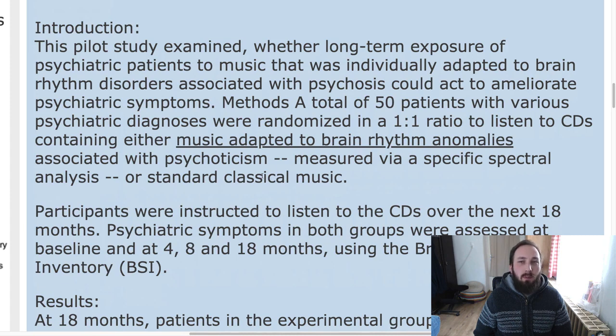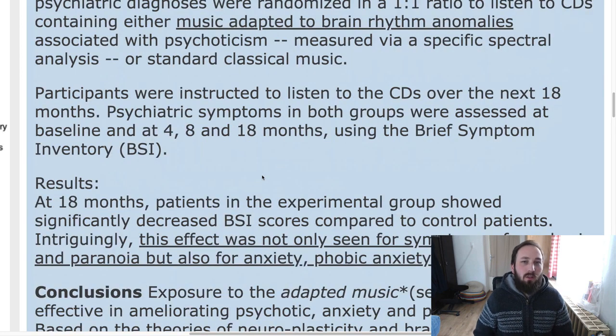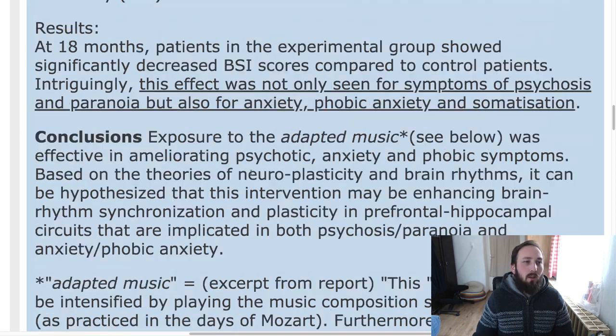Methods. A total of 50 patients with various psychiatric diagnoses were randomized in a 1:1 ratio to listen to CDs containing either music adapted to brain rhythm anomalies. This means again 432 Hz music by the definition of this article, associated with psychoticism, measured via a specific spectral analysis, or standard classical music. Participants were instructed to listen to the CDs over the next 18 months. Psychiatric symptoms in both groups were assessed at baseline and at 4, 8, and 18 months using the Brief Symptom Inventory, or BSI.